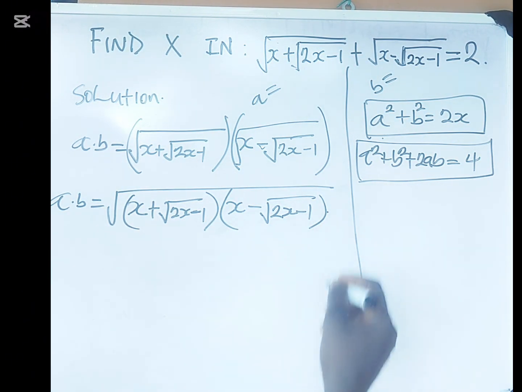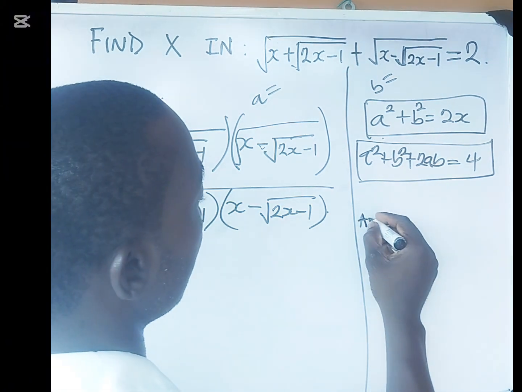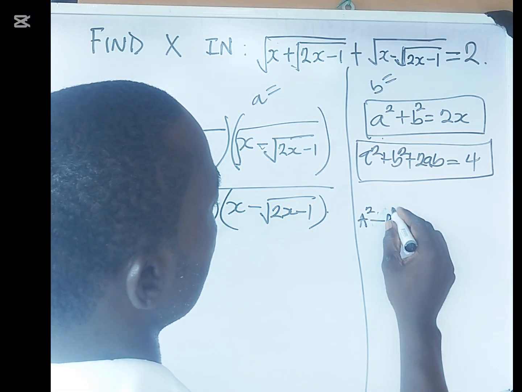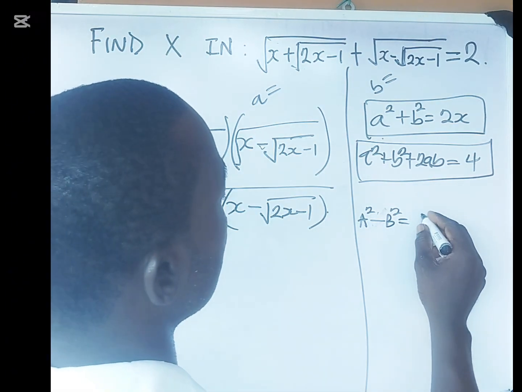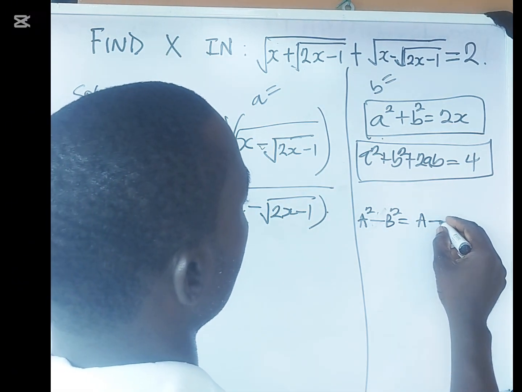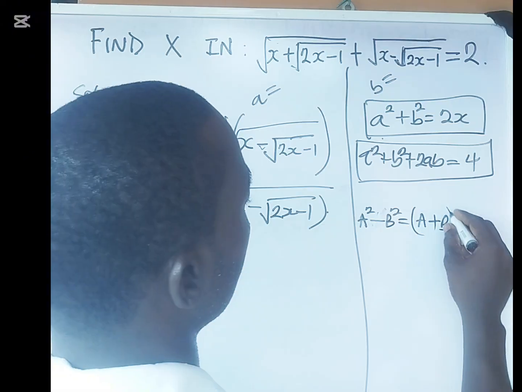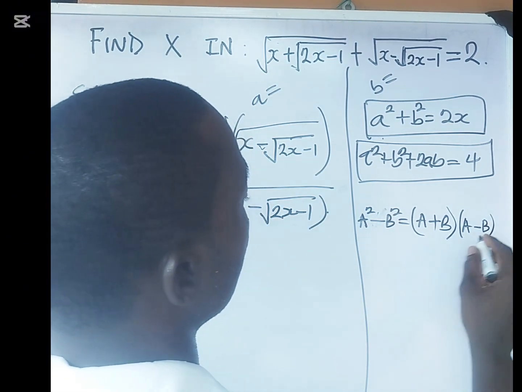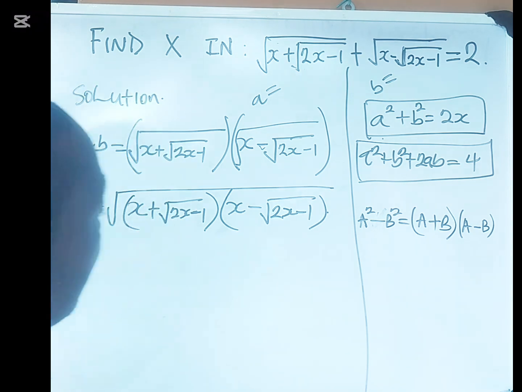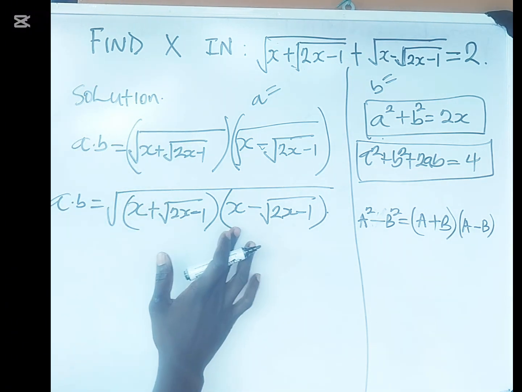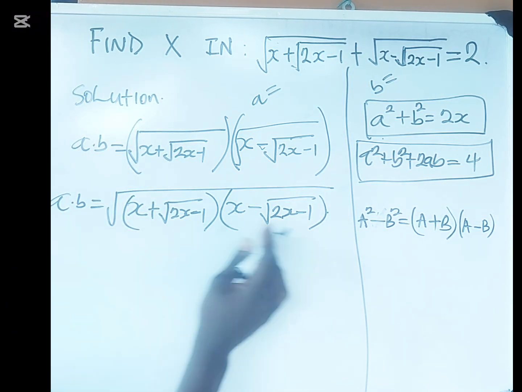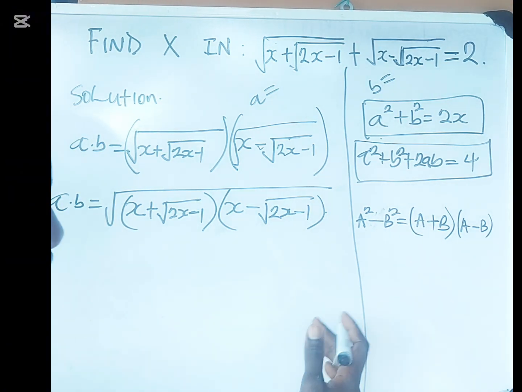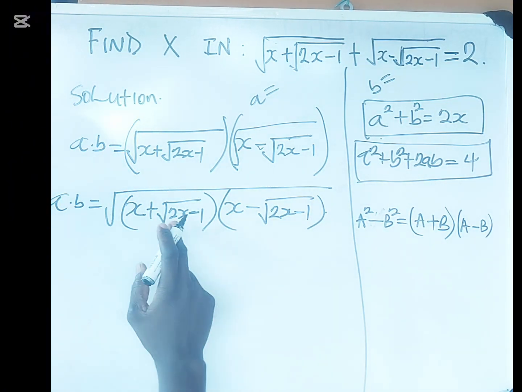If you have the difference of two squares, A squared minus B squared, it is the same thing as A plus B multiplying A minus B. This is the difference of two squares. We're going to apply this algebraic identity, which we refer to as the difference of two squares, into this equation.